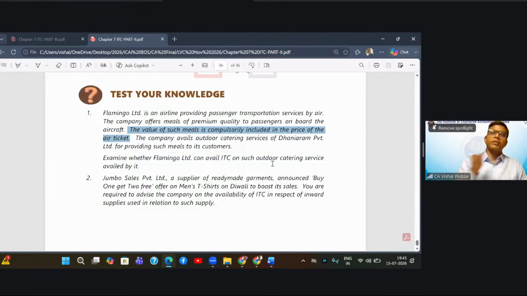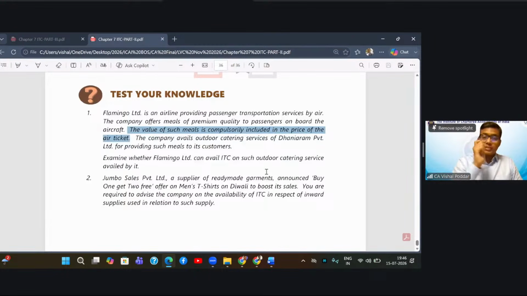Now, since this inward supply is generating my outward revenue and is part of my outward supply, I fit in the first exception to section 17(5)(b) blocking, and hence the ITC of this outdoor catering service, which I have availed to provide meals to my passengers, is fully available. Student, this is exactly how you have to write the answer.